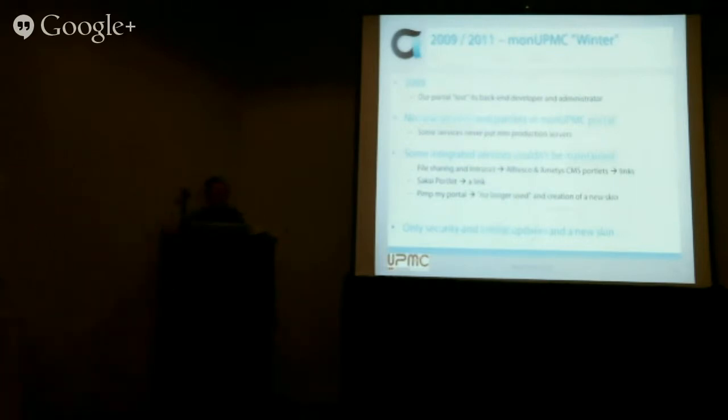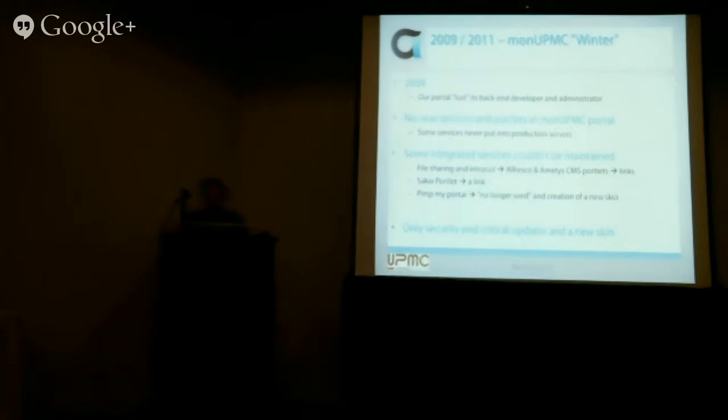So, in 2009, our portal lost its backend developer administrator. It was an earthquake for the portal approach at UPMC. We couldn't deploy new services and portlets in the UPMC portal. Some services were never put into the production server, and we lost some integrated services because they couldn't be maintained during this period.